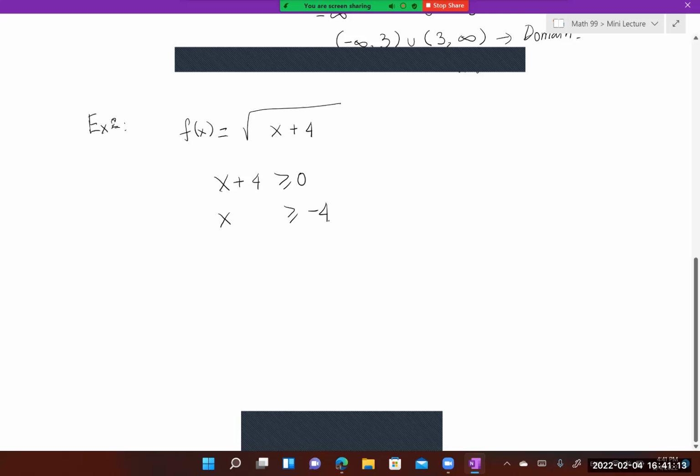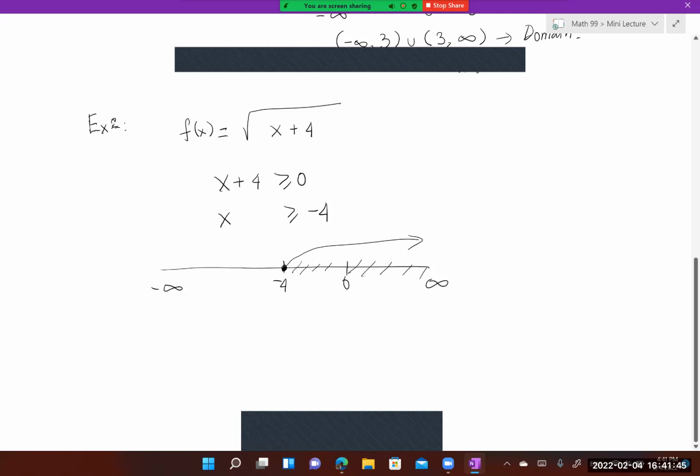Okay, now look at the number line. The domain of this function is all the numbers that are greater than or equal to -4. So that means we include -4 and everything on the right side of -4.